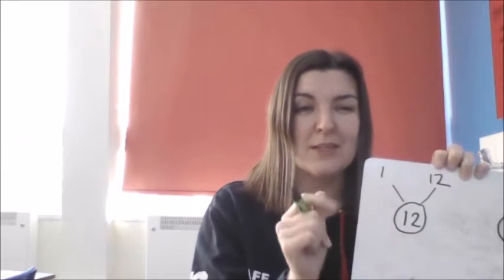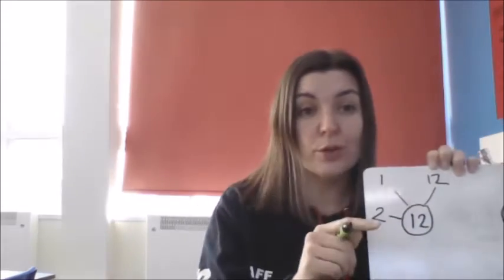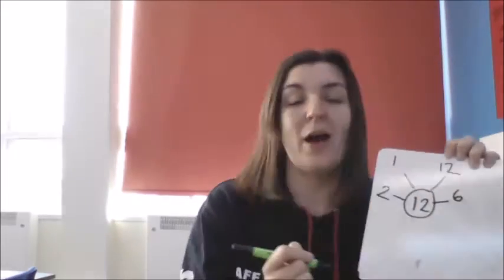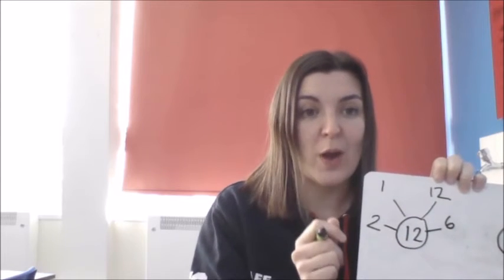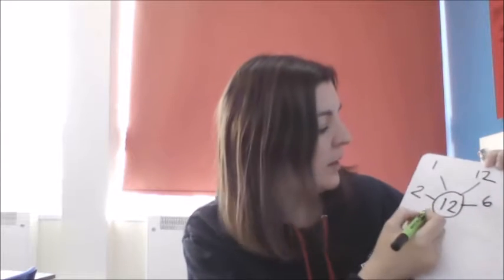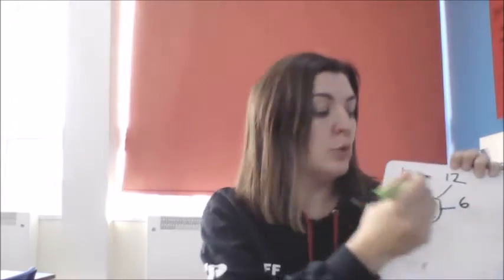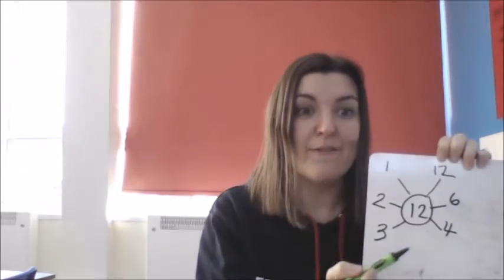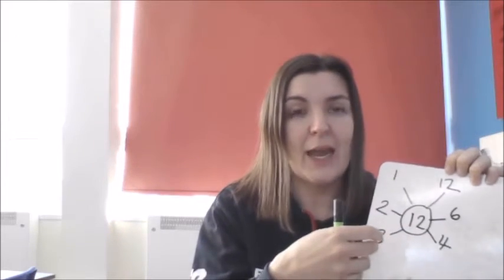Okay, so let's see if we can find any other pairs. So 2 then. I know that 2 multiplied by 6 is 12. So 2 and 6 are factors of 12. Okay, 3 then. I know that 3 multiplied by 4 gives me 12. So those are factors of 12 as well. Then if I carried on, it'd be 4 again, so that'd be 4 and 3 again.